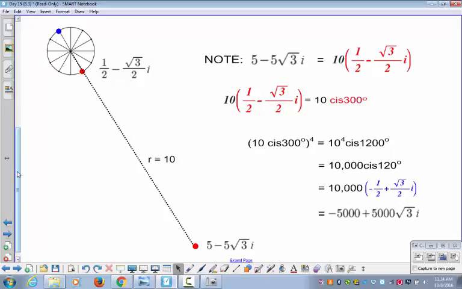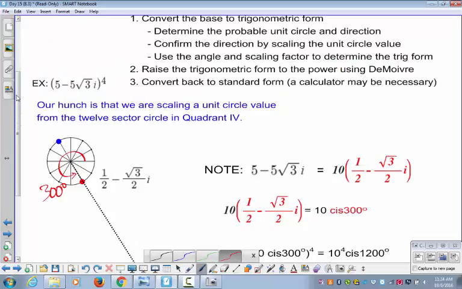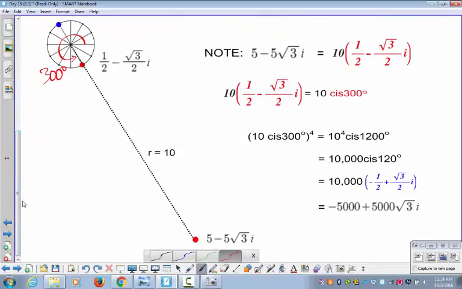Okay. So our trigonometric form then, 10 from the origin, and the unit circle value, 1/2 minus root 3 over 2i, that's at 300 degrees. So right there, 300 degrees. So our trigonometric form, 10 CIS 300. Once we have that trig form, we go to De Moivre's theorem. We're raising it to the 4th power.